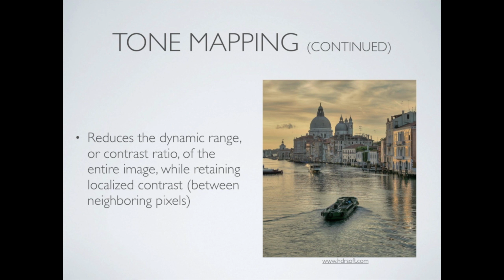So what we're doing as we do this reduction in the dynamic range to a lower dynamic range image is we're trying to preserve localized contrast. And so we're trying to still see detail between the dark areas and between the light areas, such that we get an overall image that looks like it looks in real life.